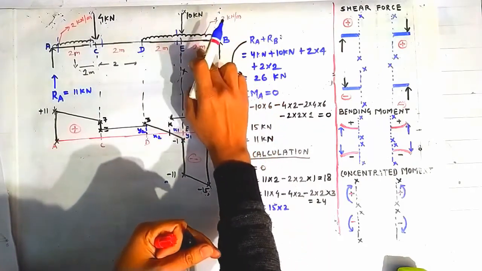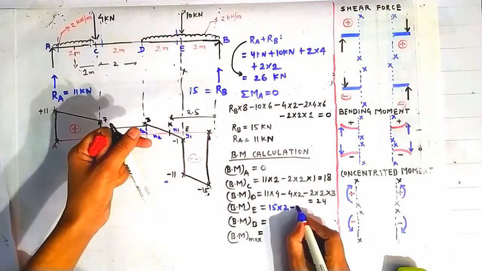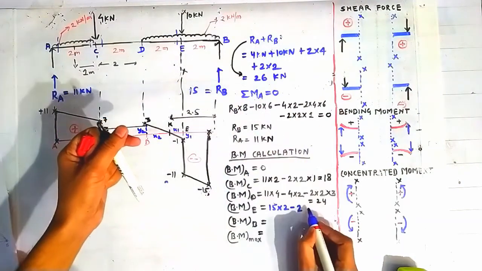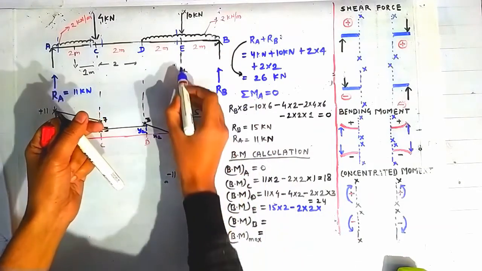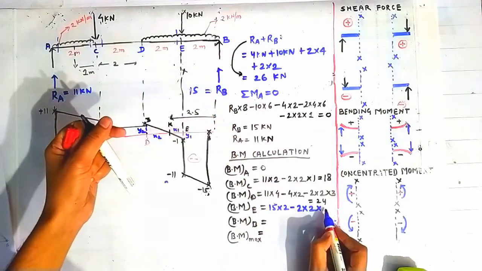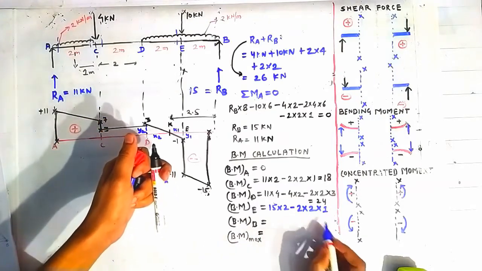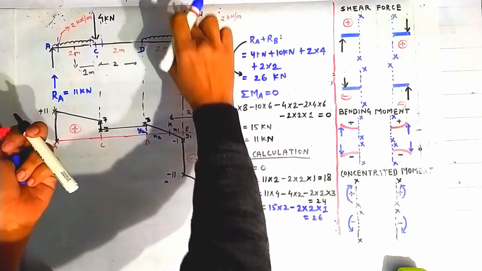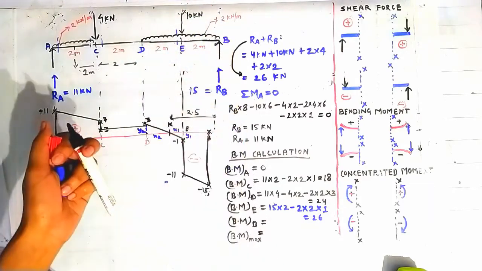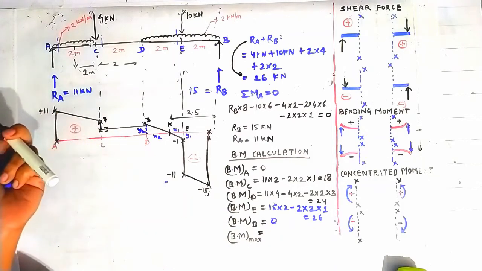And this UDL is causing a bending moment about this section XX of magnitude, the intensity of this UDL, which is 2, into the spread of this UDL, which is 2 meter, and it will act at a distance of 1 meter from this section XX. So it will give us the value of 26. Now the bending moment at the point B, if you want to find out, then construct a section here at the point B and it will give you 0 because the beam terminates at the point B.